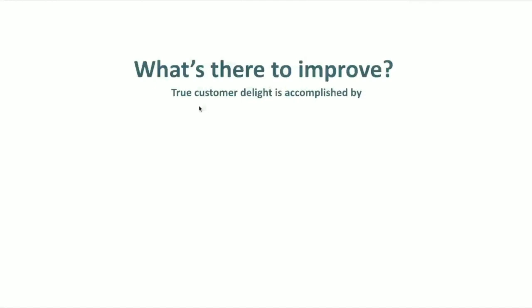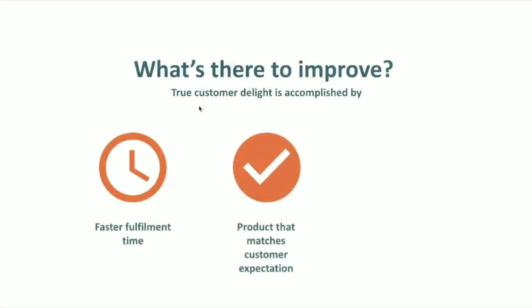At the end of the day, a retailer needs to strive towards customer delight. And true customer delight is accomplished by faster fulfillment time. The sooner you deliver your items, the better. Products that match customer expectations and avoiding any errors during the order fulfillment process.